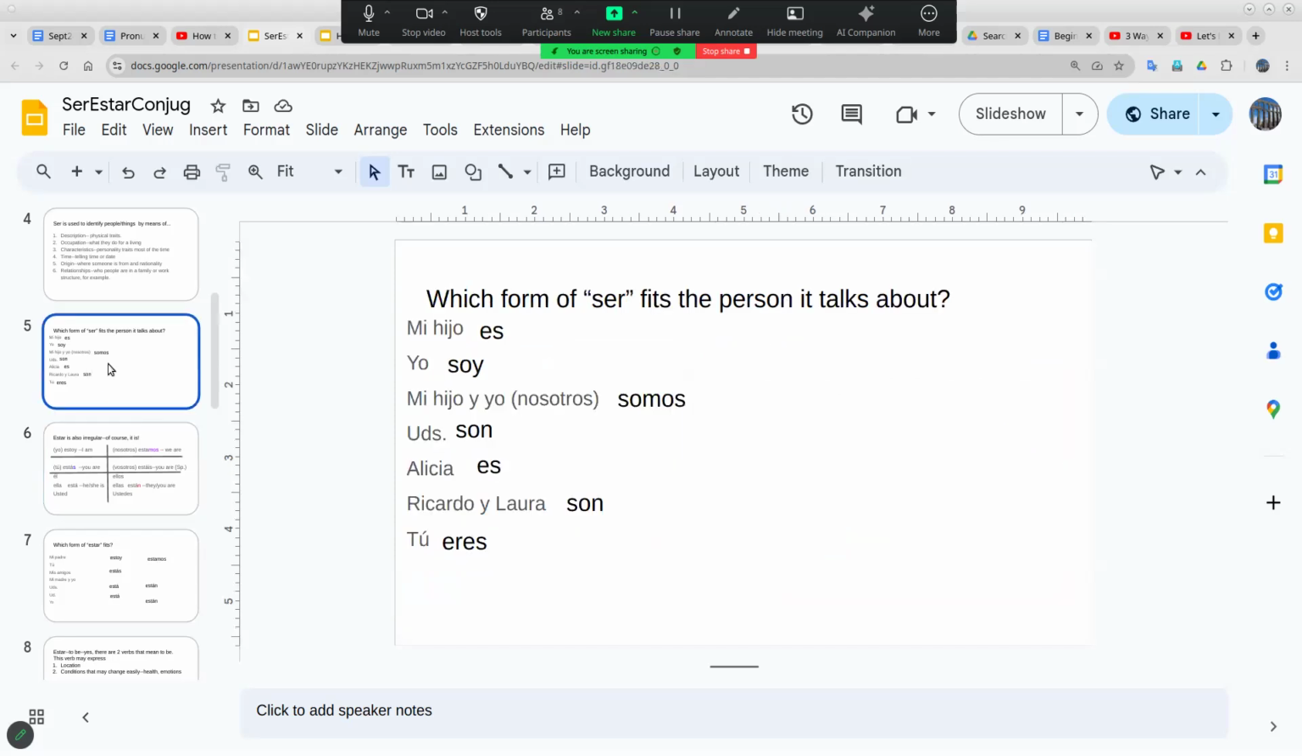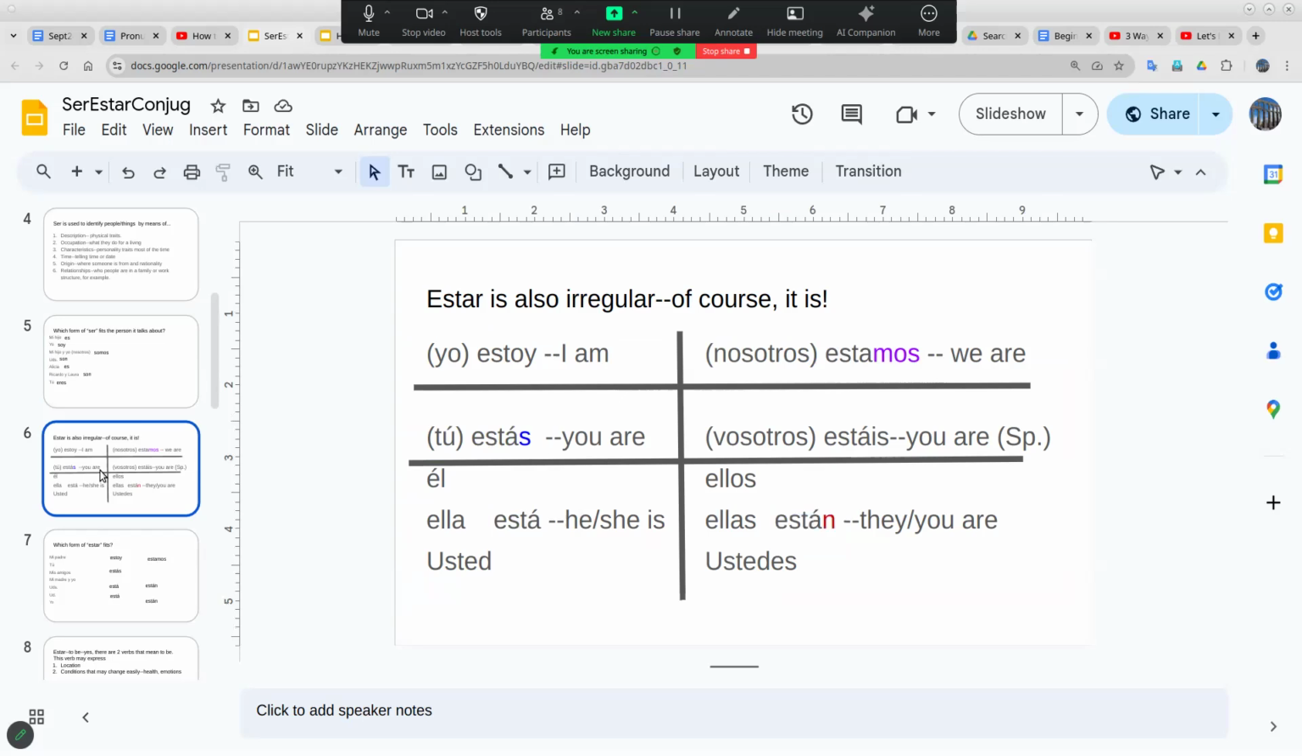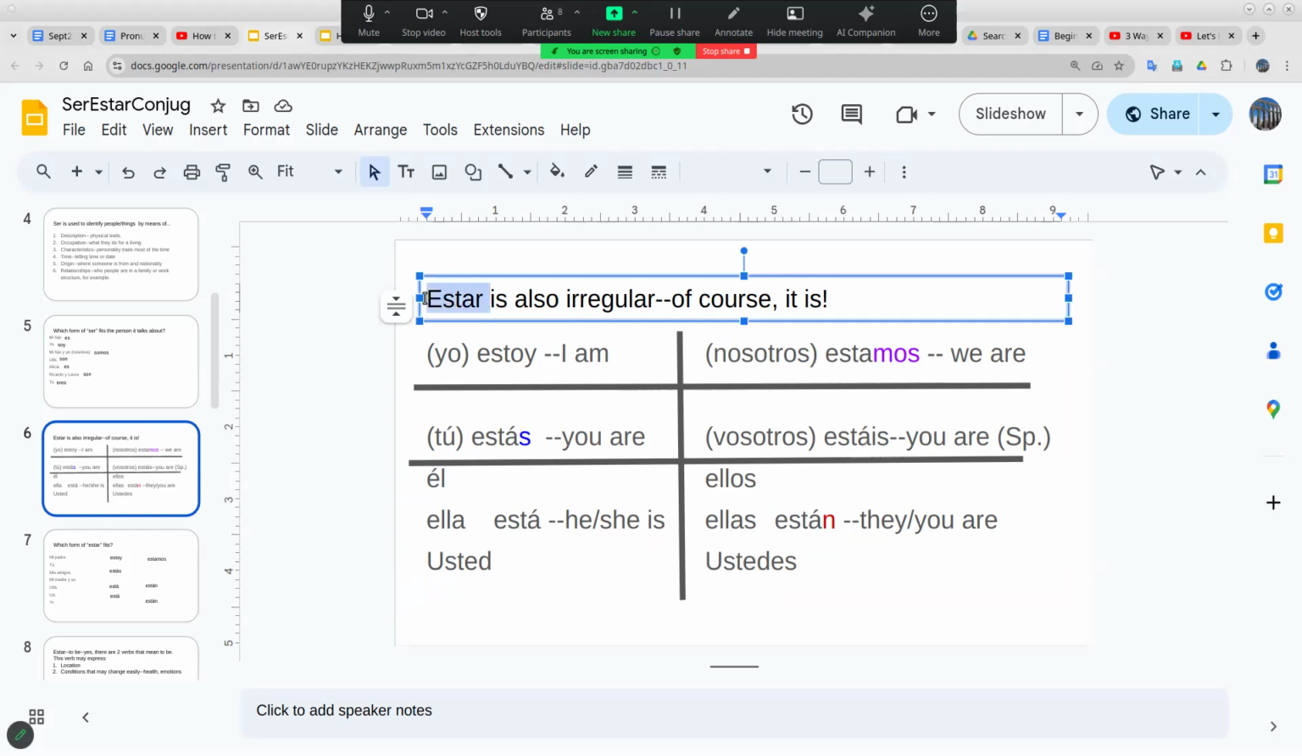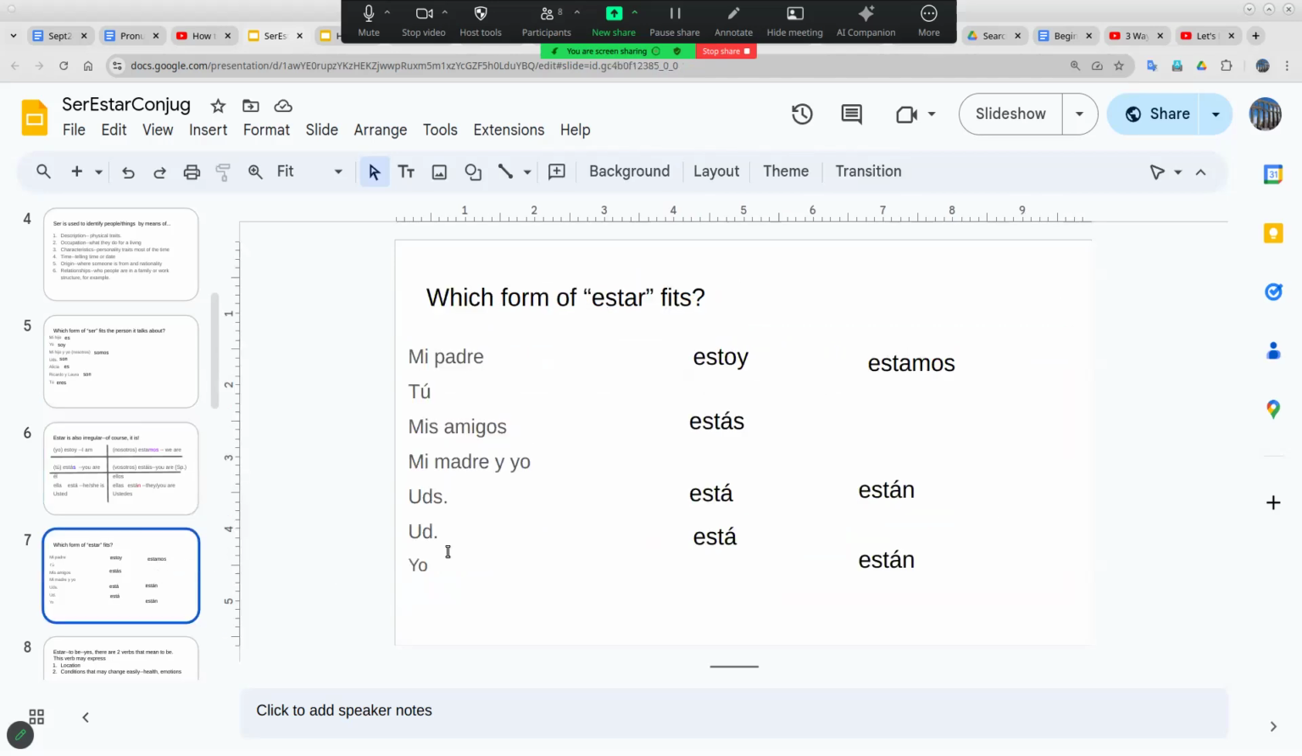So, when do I use these, ser, versus when I use these? Well, this is for talking about where you are, location, or how you feel. And how you feel could be health. How you feel could be emotions. Either way. Okay. Bien. Let's see if you can match up the forms of estar. The forms of estar.